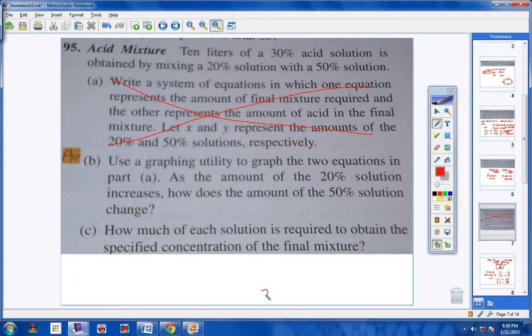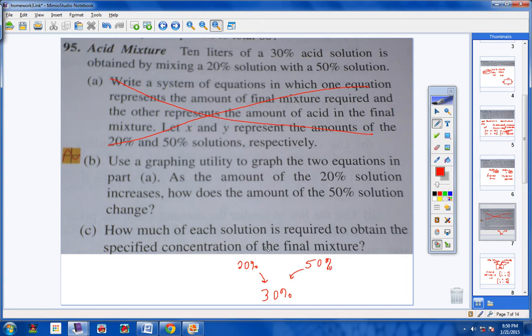You want to get out a 30% solution, right? So if you have 50% going in, are you not going to have to pour in more 20% solution to lower the 50% down to a 30? Of course, if you put in more 50 than 20, then you're going to have a pretty high solution, okay? So as the amount of the 20% solution increases, how does the amount of the 50% solution change? It decreases. As this increases, this decreases, okay?